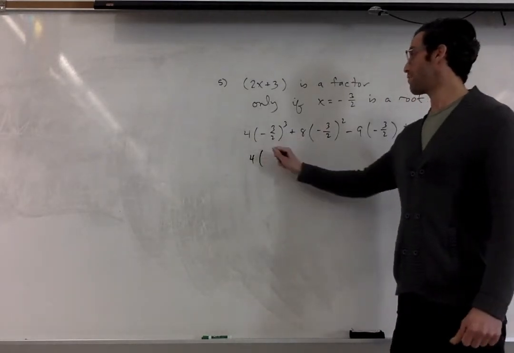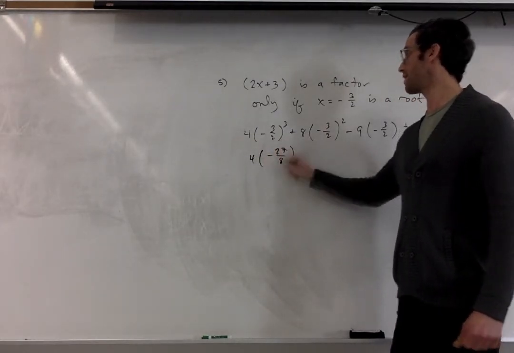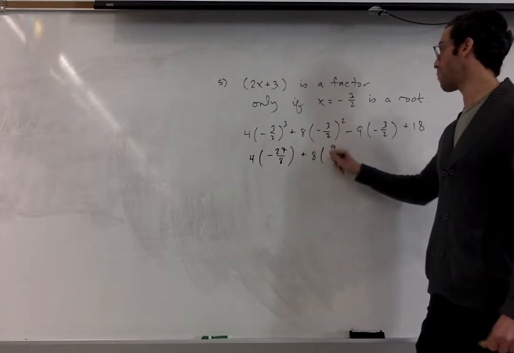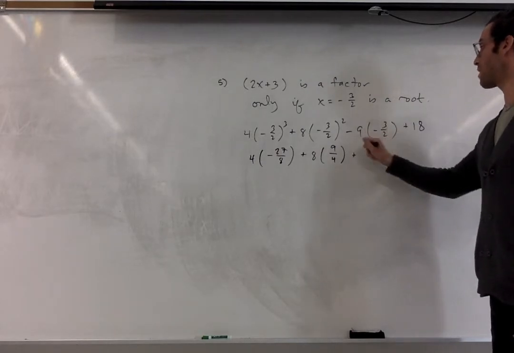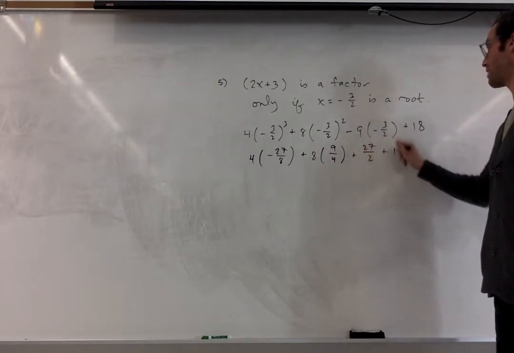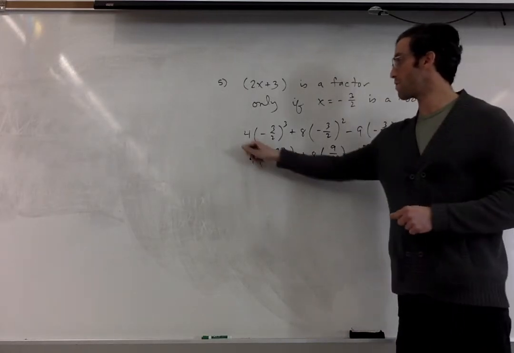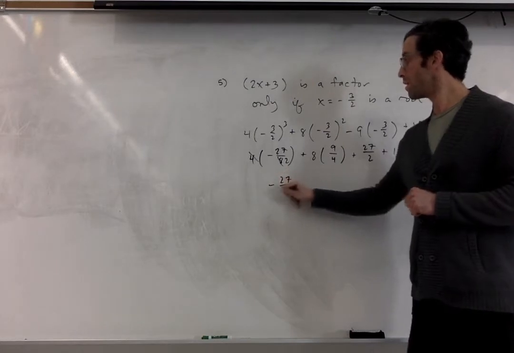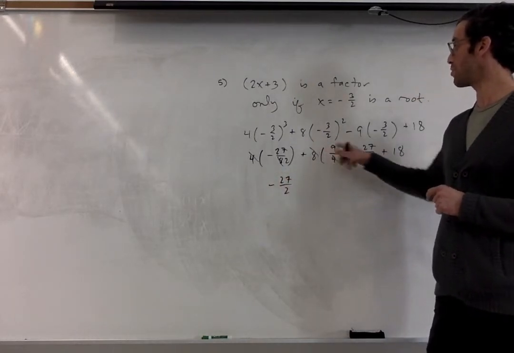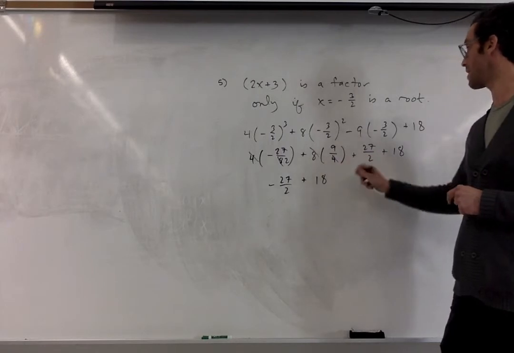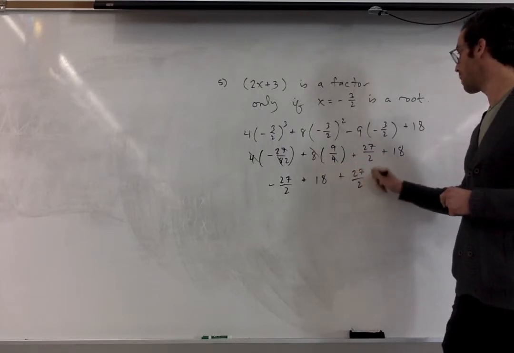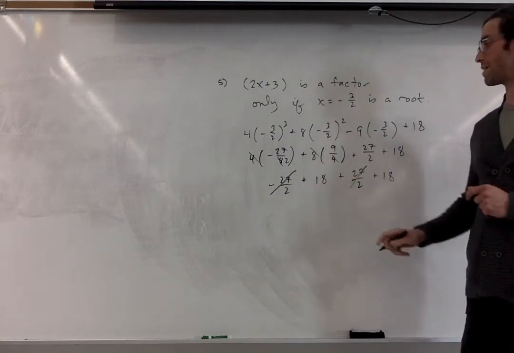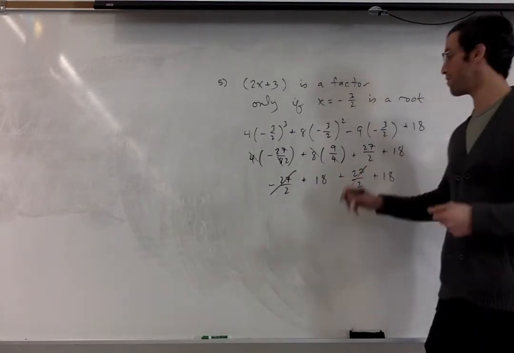4 times negative 27 over 8, and this is going to be plus 8 times positive 9/4 plus 27 over 2 plus 18. All right, 4 over 8 is going to reduce to 1/2. We're going to make this go a little quicker. 8 over 4, that's really times 2, so it's plus 18, right? 2 times 9 is 18, plus 27 over 2 plus 18. These two go away. They make 0, but 18 plus 18, you kind of want it to be 0, but they're unfortunately not opposites.